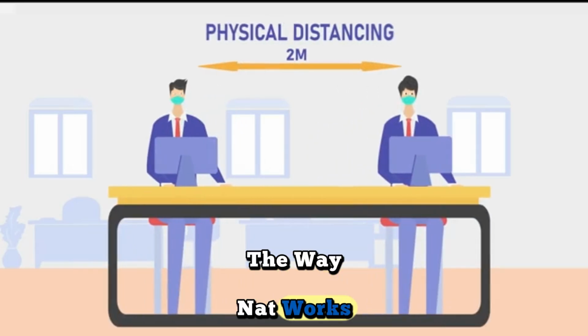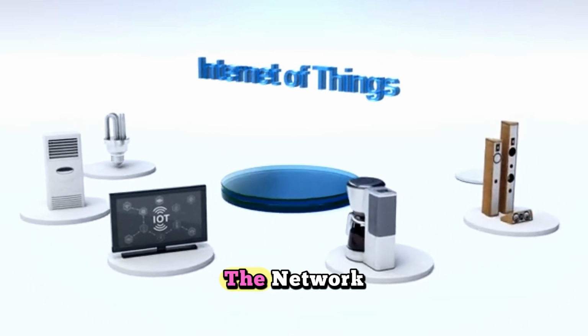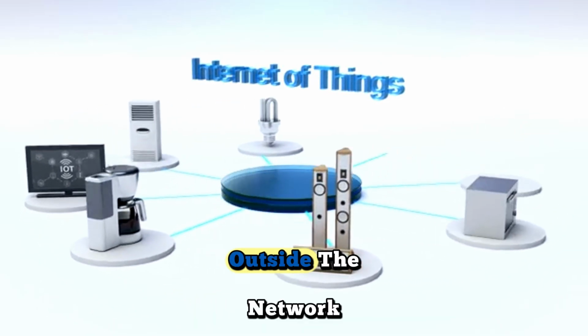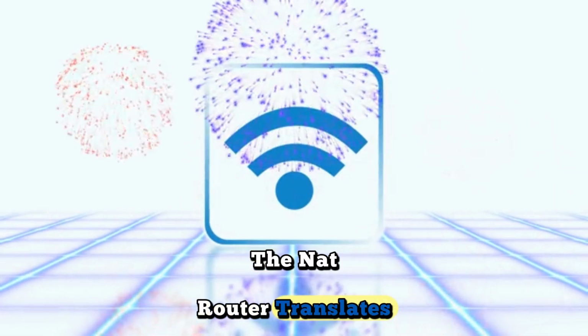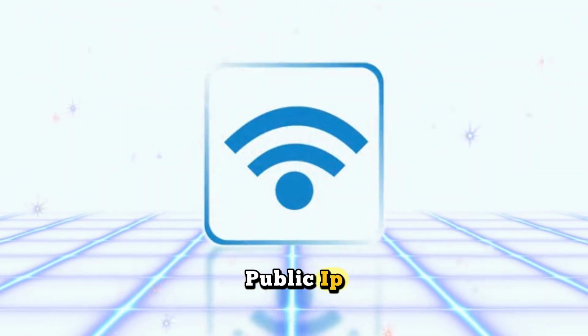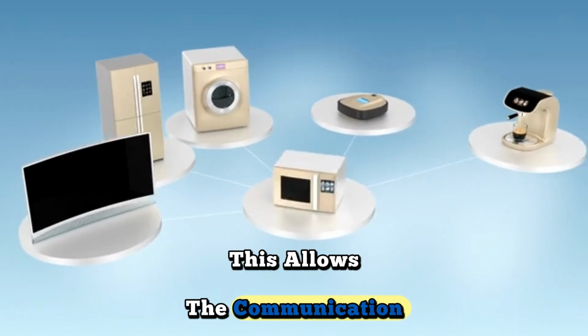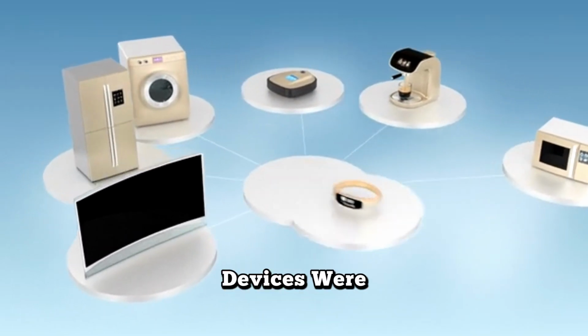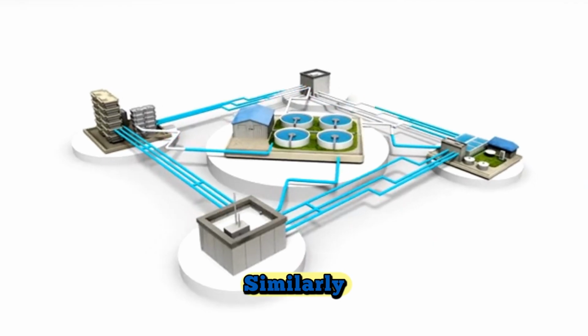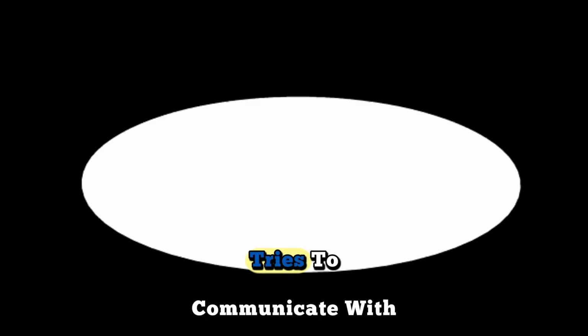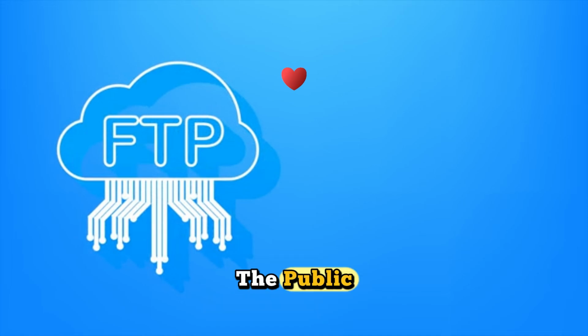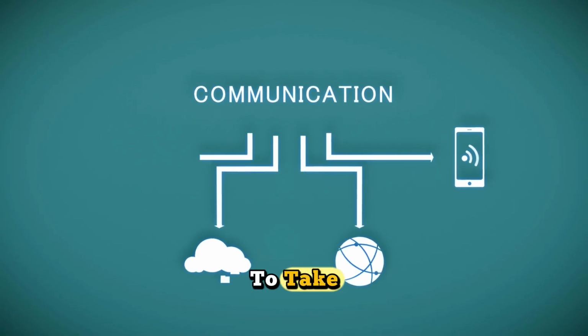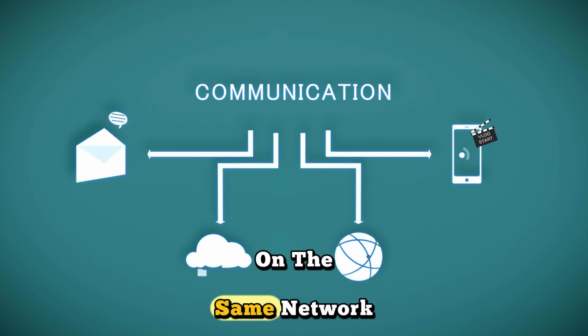The way NAT works is simple. When a device inside the network tries to communicate with a device outside the network, the NAT router translates the internal IP address to a public IP address. This allows the communication to take place as if the devices were on the same network. Similarly, when a device outside the network tries to communicate with a device inside the network, the NAT router translates the public IP address to an internal IP address. This allows the communication to take place as if the devices were on the same network.